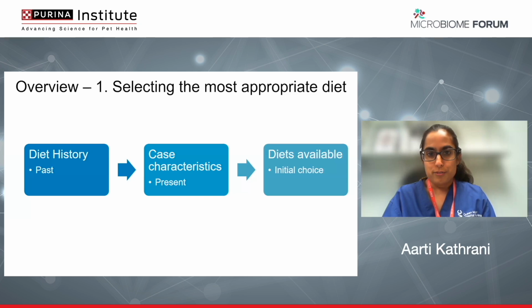And as an overview, I focus on three main areas when I'm trying to select the most appropriate diet for my chronic enteropathy dog or cat. So the first thing I'm doing is getting a diet history, or just looking at the different diets that have been tried in the past.